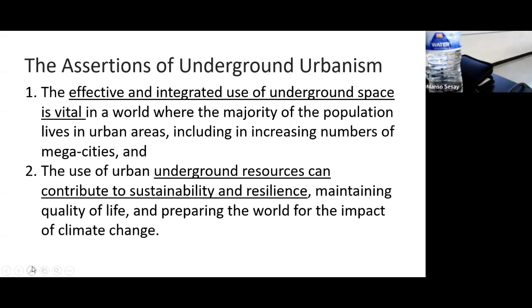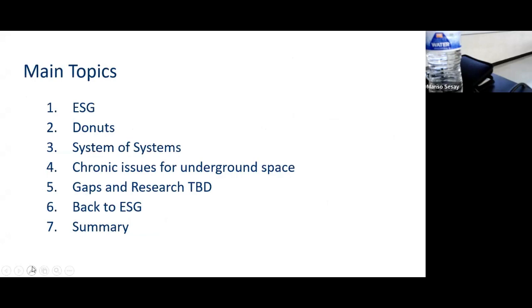So we have things that we need to do. So the main topics I'm going to talk about is a little bit about ESG, a little bit about donuts, a little bit about system of systems, chronic issues for underground space, trying to identify the research needs that we have to go after in the next 5 to 10 years. Final closing comments on ESG, and I'll try to summarize, right? So you all know where we're going.